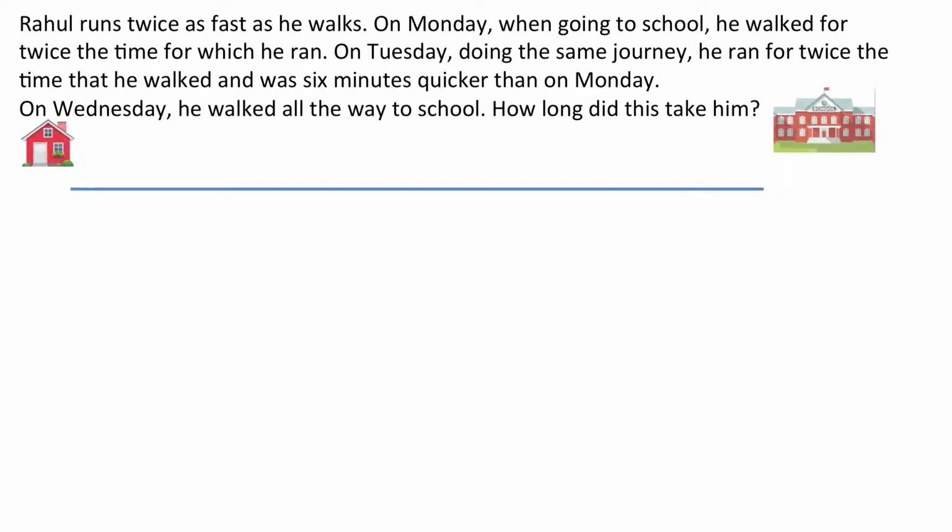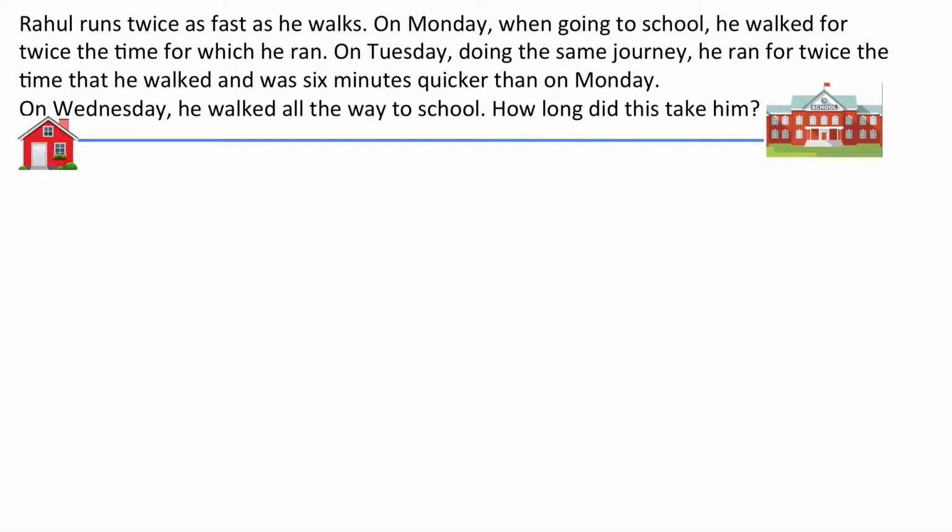Basically, on each of the 3 days, Monday, Tuesday, and Wednesday, Rahul is taking a journey from his house to his school, and there are two modes in which he travels. The first is walking, and the second is running. Now, it's not necessary that he'll be walking on each of the 3 days or running on each of the 3 days, but essentially he has got two modes of travel: walking and running.